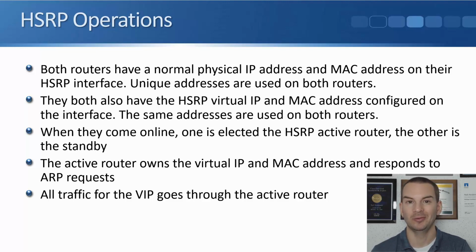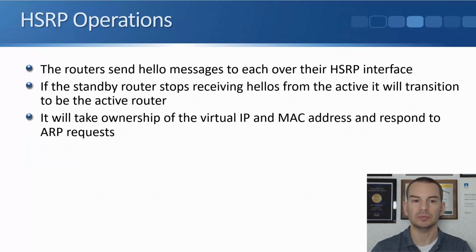When they come online, one is elected the HSRP active router, the other is the standby. So HSRP does not do load balancing for PCs that are in the same IP subnet. The active router owns the virtual IP and MAC address and responds to ARP requests coming from the PCs. So all traffic for the virtual IP address goes through the active router. The routers send hello messages to each other over their HSRP interface.